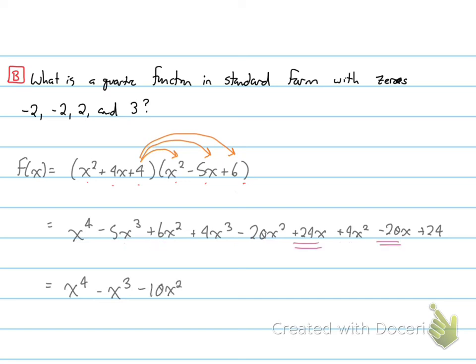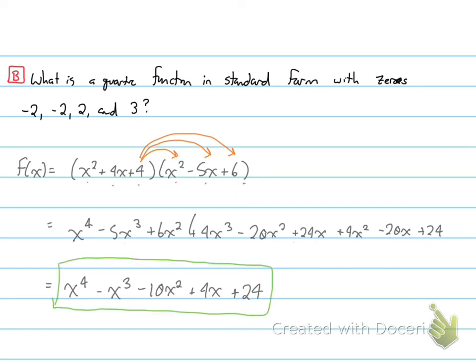I'm going to look for everything with just an x to the 1st power. That'll combine to give me plus 4x. And finally, I only had one constant term. So after all that work, I found that my quartic function in standard form would be x to the 4th minus x cubed minus 10x squared plus 4x plus 24.